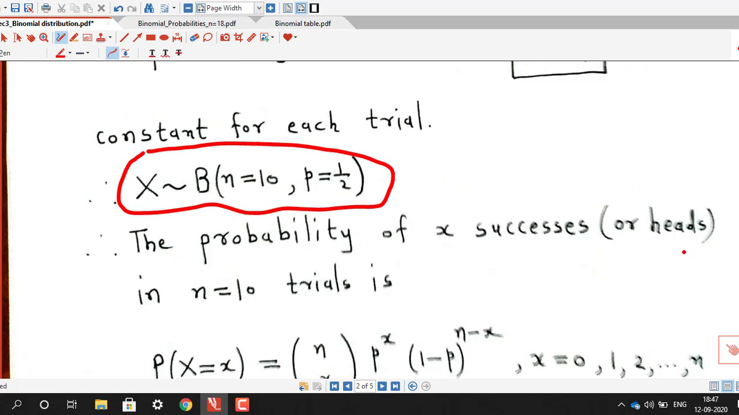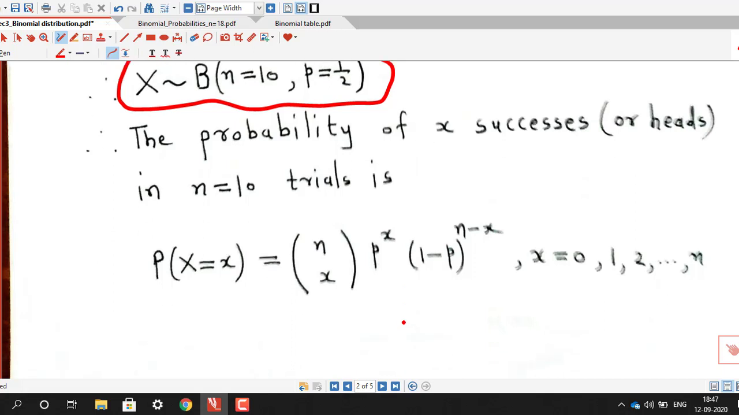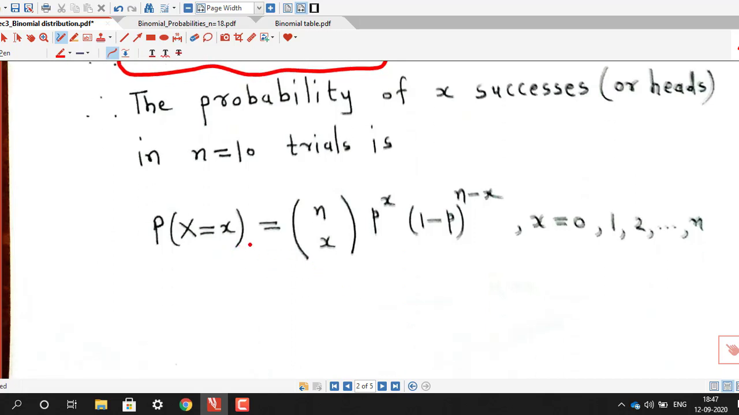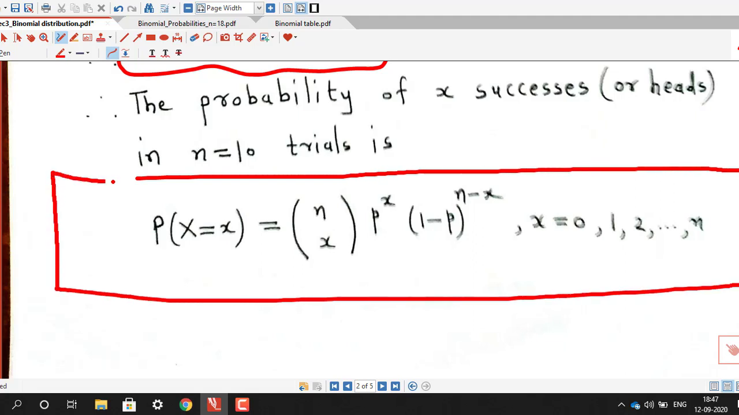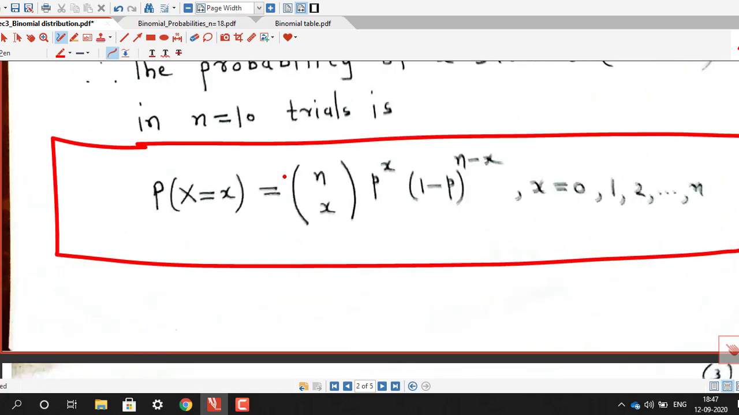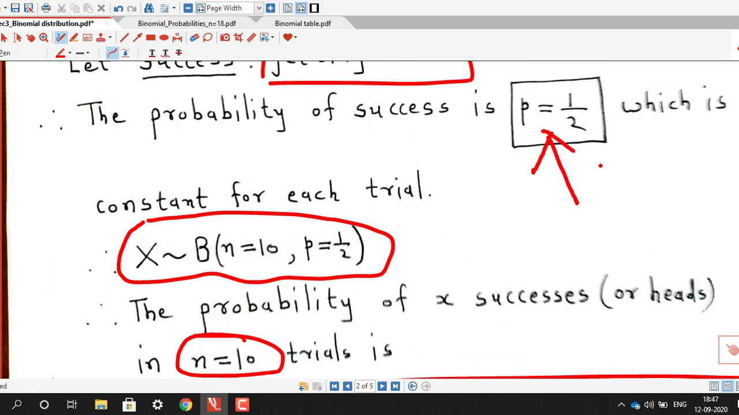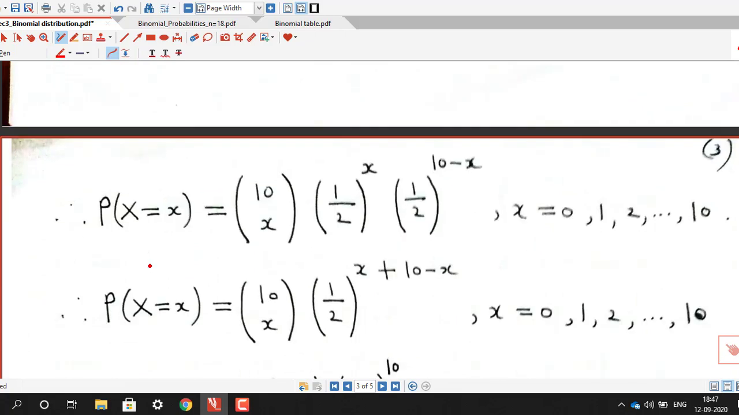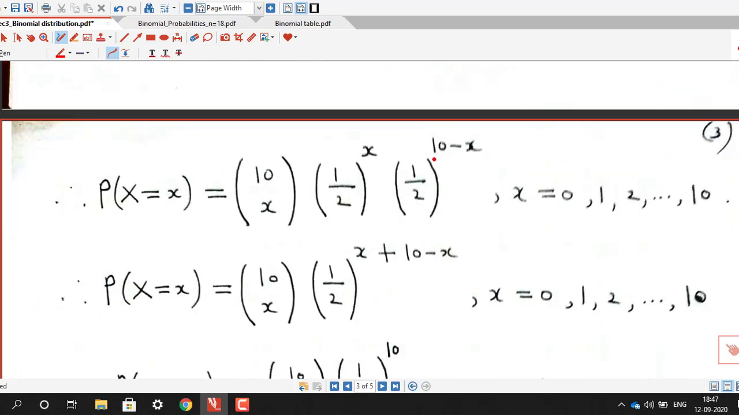Therefore the probability of x successes in n equal to 10 trials can be given by this probability mass function, the probability mass function of a binomial random variable. Here n is 10 and p is 1 by 2. So we put these values here and we obtain 10Cx (1/2)^x (1 minus 1/2)^(10 minus x), that is (1/2)^(10 minus x).